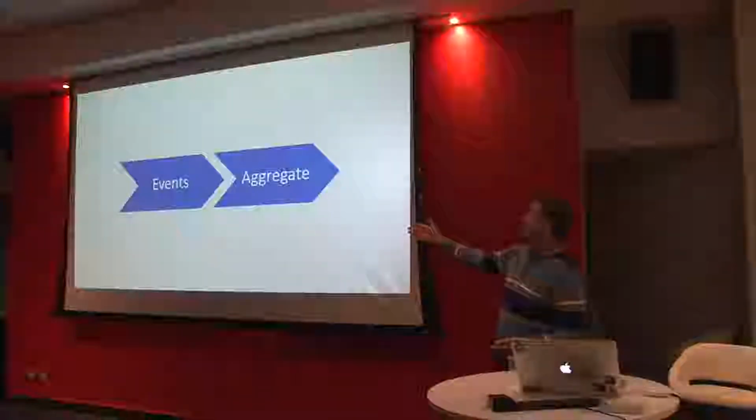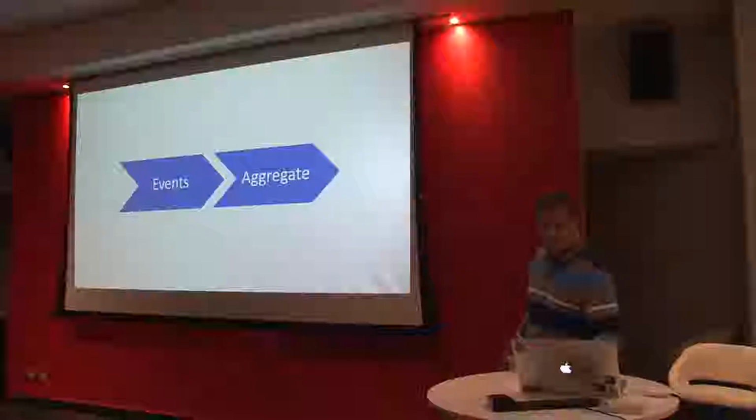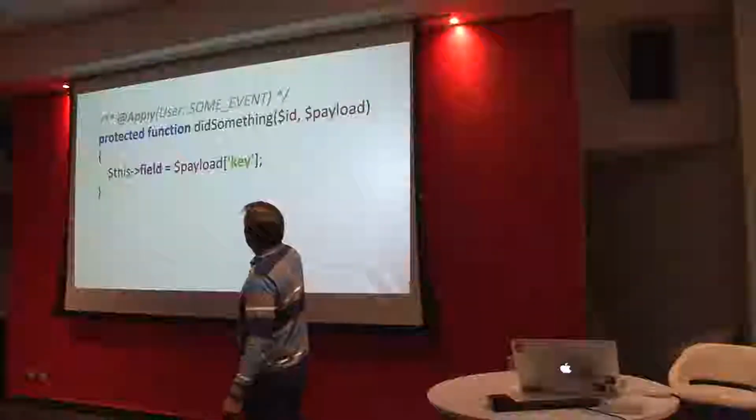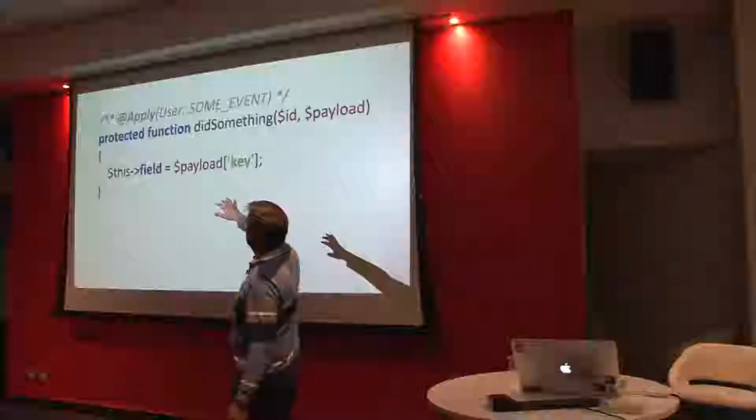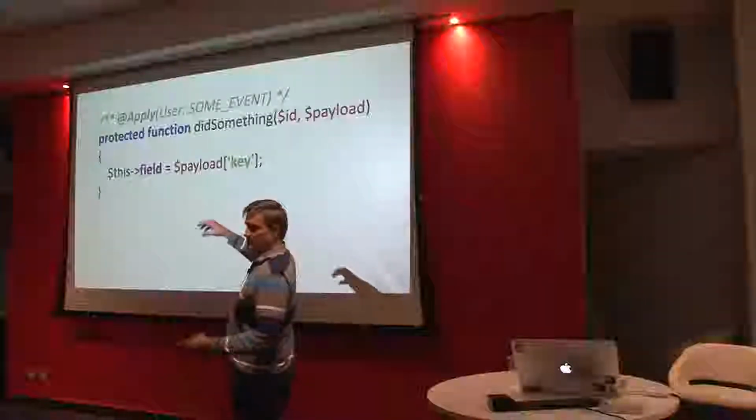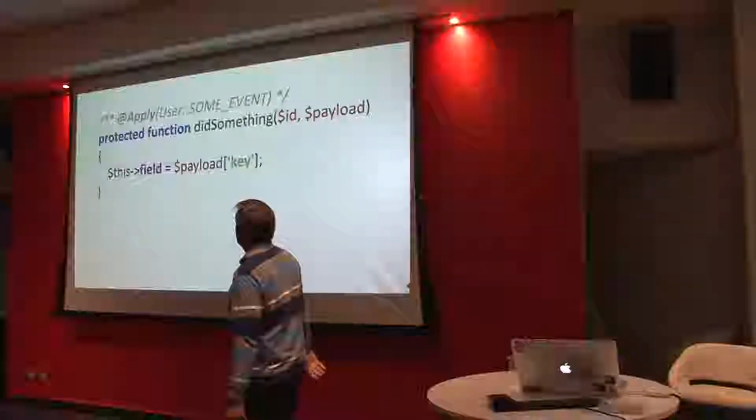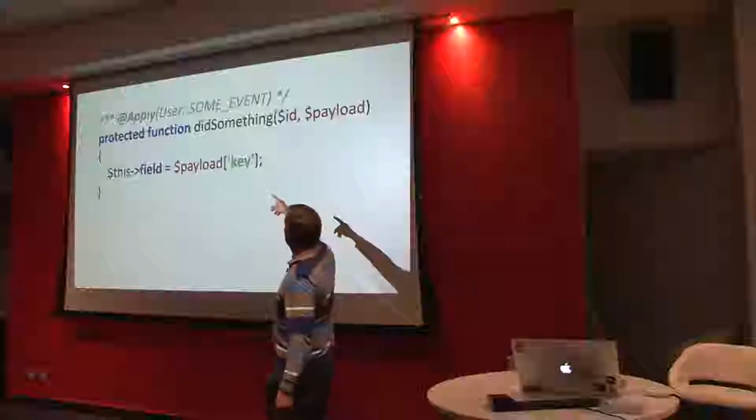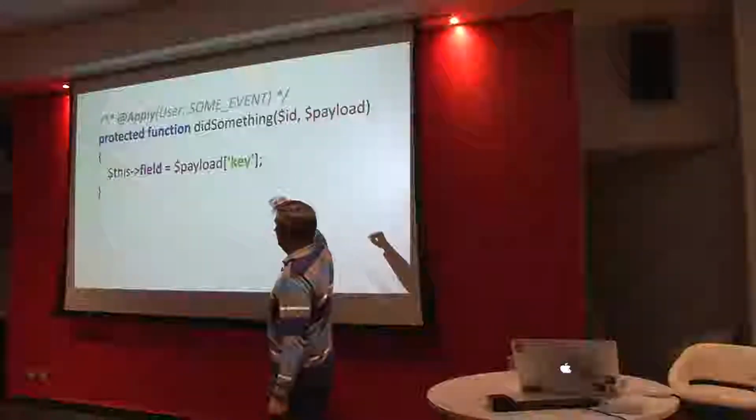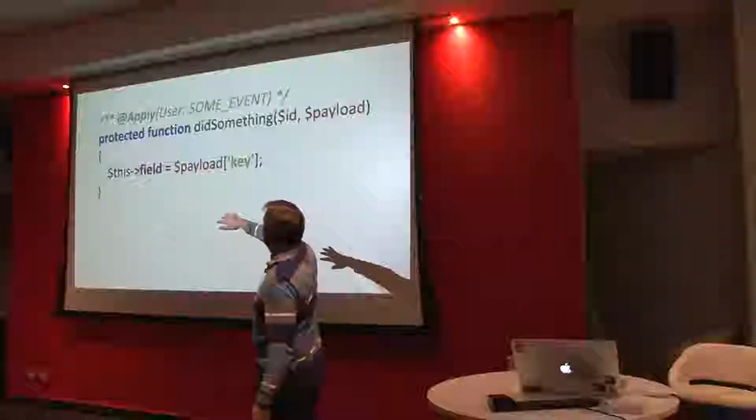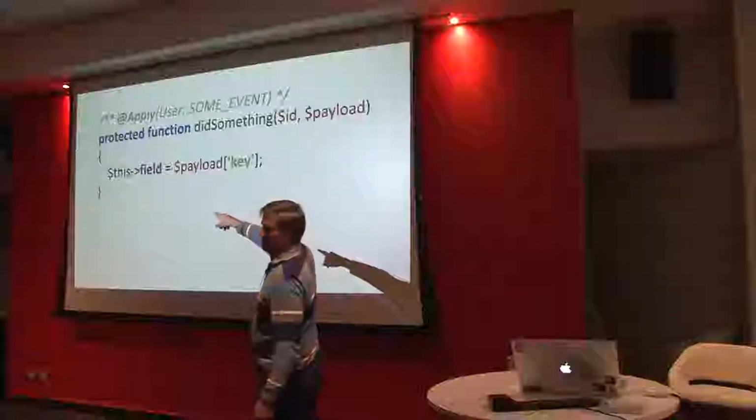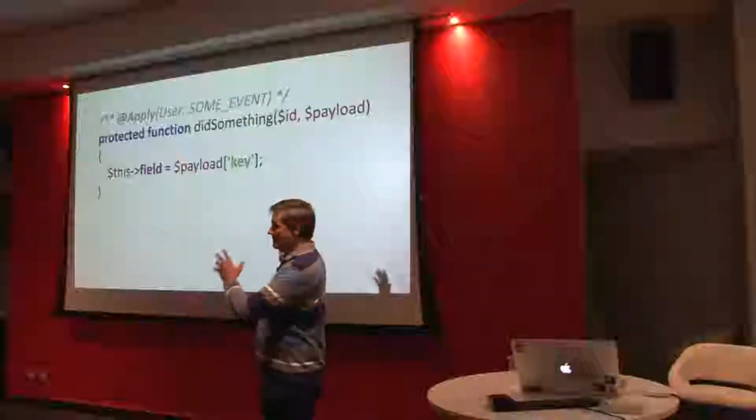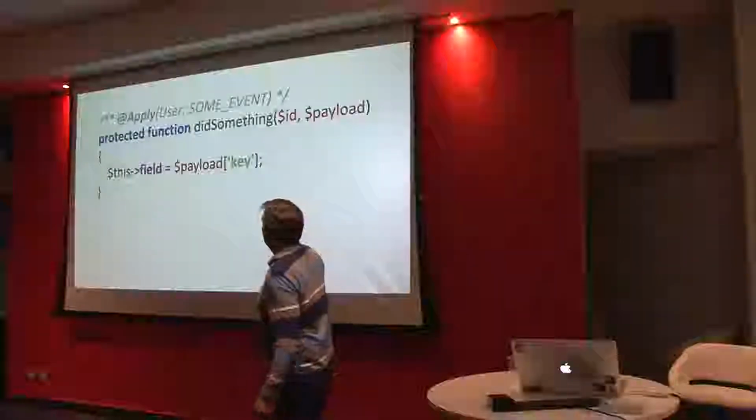So our events get built up into aggregates. And that happens through apply functions. So in this case, I've got a function that I'm running inside the model for the aggregate. And it takes an ID, the unique identifier for the aggregate root, and a payload for the event. And in this case, I'm just going to set a field in my aggregate based on what happened in this event. So again, the simplest possible implementation of an apply function.